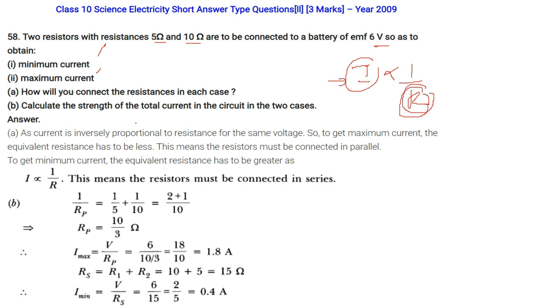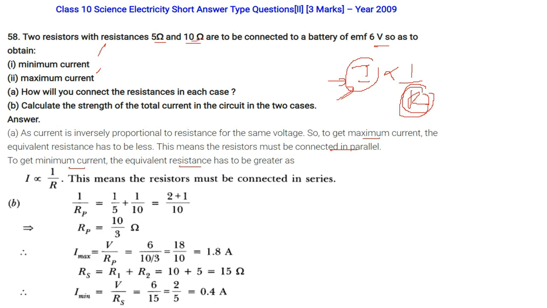That means in order to get maximum current, we need R to be as less as possible. That is only possible when we connect the resistors in parallel, because we know when resistances are connected in parallel, the equivalent will be lesser than the least value. In order to get minimum current, the reverse will be there, the equivalent resistance has to be greater, so we need to connect the resistors in series. Now the second part is this one, 5 and 10.